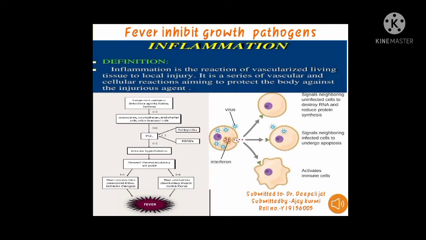Also, the interferons signal the neighboring cells to undergo apoptosis. Apoptosis is nothing but natural cell death, and they also activate the immune cells. Now the fever also denatures the bacterial enzymes. By denaturing the bacterial enzymes, it causes the death of bacteria, or it kills the bacteria. Last, it also speeds up the mechanism that repairs tissue.